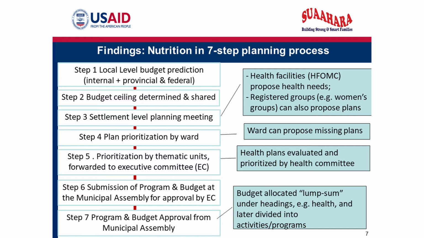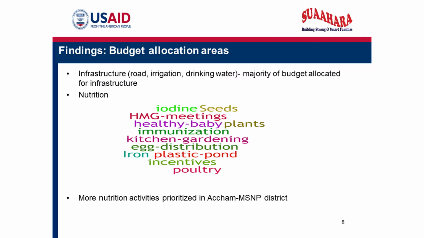And the Municipal Assembly is sort of like a public hearing where there are public representatives, government staff, and anybody from the municipality can come. So it's a participatory process where budget is allocated. So in terms of nutrition, budget is allocated lump sum under health. So budget allocation areas, where are the budget allocated? Mostly infrastructure, road, irrigation, drinking water, but also some budget is allocated in nutrition.